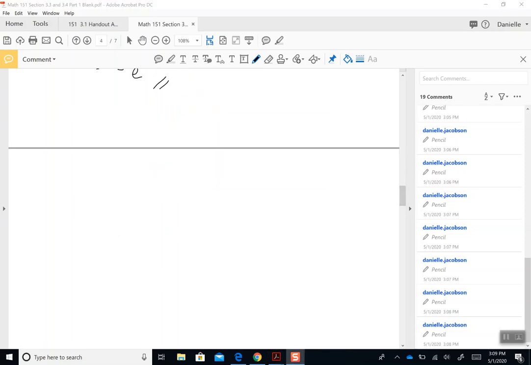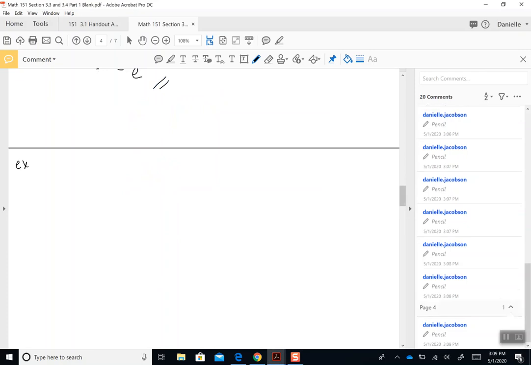All right, let's try another one. This one might appear a little bit more tricky, but we'll work through it. So this time, in example 2, let's consider h of x being equal to e to the x squared, and we need to calculate h prime of x.